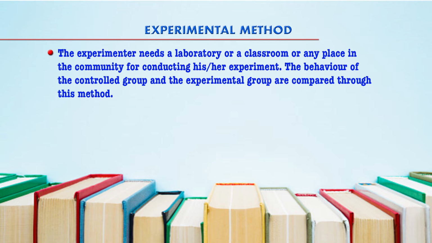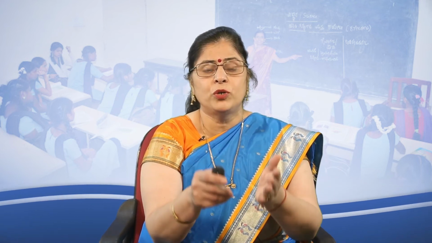Now, the behavior of the control group and the experimental group are compared. You try to understand whatever you want to study through that experiment, whatever you are applying. You have two groups, one is the control group and one is the experimental group. And then you find the difference. What is the impact of that experiment? From there you try to record, you try to analyze.